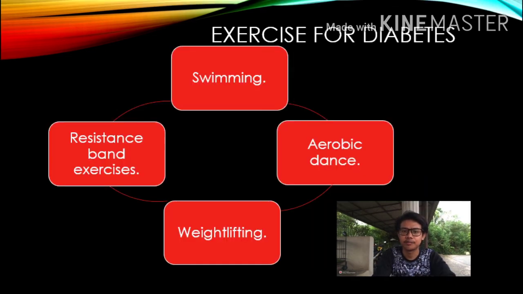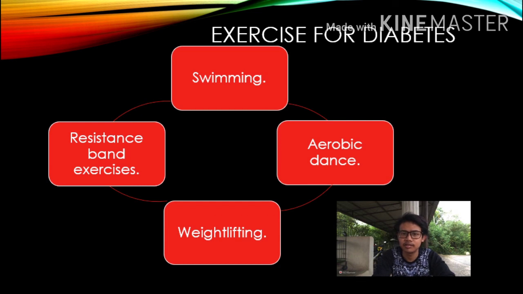Exercise for diabetes. First is swimming. Aquatic activity provides another joint-friendly exercise option. For example, swimming, water aerobics, aqua jogging, and other aquatic activities can give your heart, lungs, and muscles a workout, while putting little stress on your joints, much like land-based exercise does.